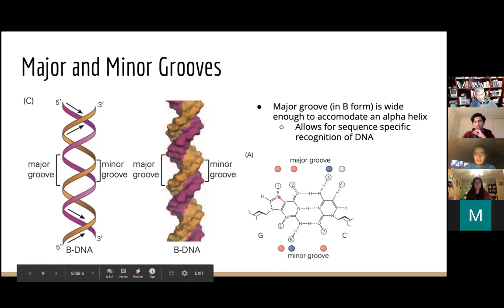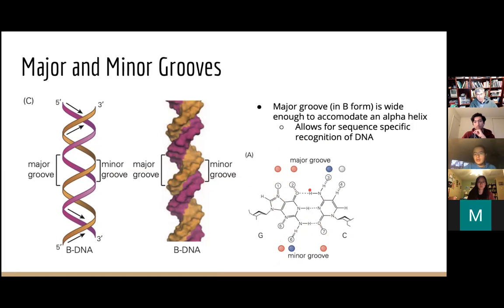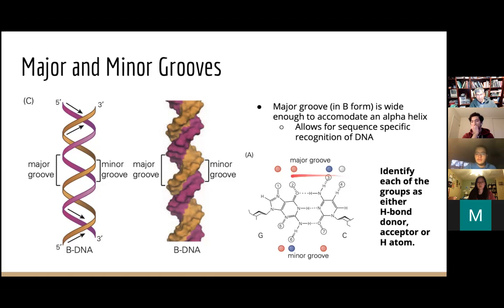And there's always going to be a sequence-specific recognition of DNA where there are specific polar and non-polar groups sticking out. And just as a last exercise, if anyone wants to unmute and identify each of the groups as either hydrogen bond donors or acceptors or just a hydrogen atom. Let's say for this, the major groove. So from left to right, if you can identify what each group is.